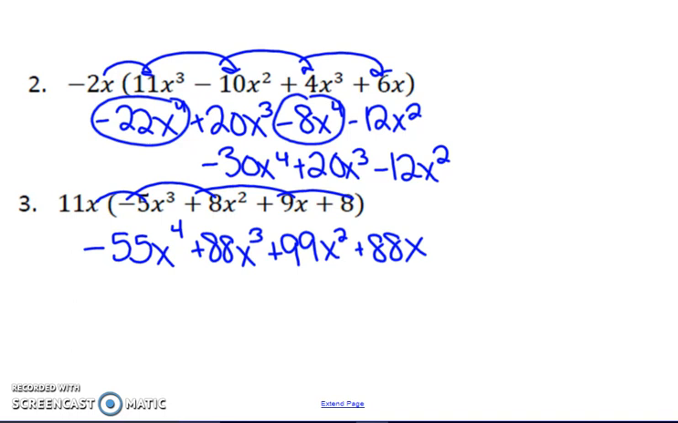Please make sure when you're doing these problems, as easy as they seem, because we've been doing distributing a lot, please make sure you distribute to every single number in your polynomial. Always multiply the coefficients, but make sure you're adding your exponents. The laws of exponents still apply.